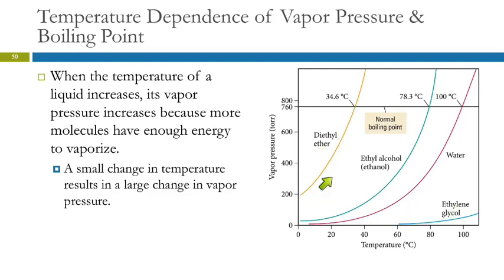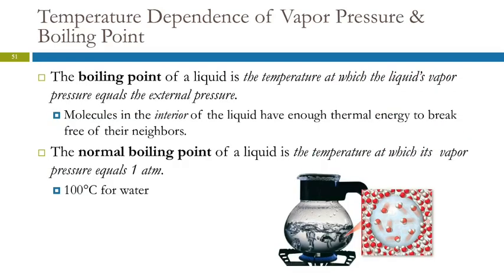And so you can look at these curves. Ethyl alcohol is more volatile than water. But a small change in temperature can give us a big change in vapor pressure. The boiling point of a liquid is the temperature at which the liquid's vapor pressure equals the external pressure. So if it's open to the atmosphere, that's 1 atmosphere or 760 torr of pressure.